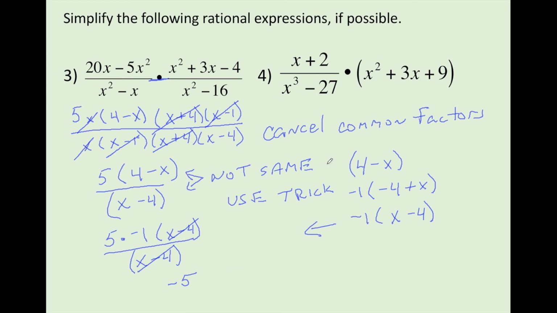Okay, here's number 3. We factor out and cancel the common factors. These look similar but not the same, so we use that little trick we learned. Cross out common factors, multiply these together. Final answer, negative 5.